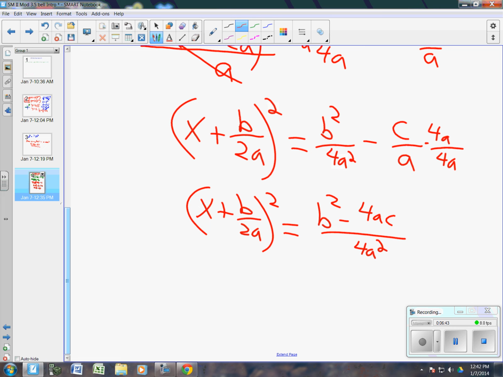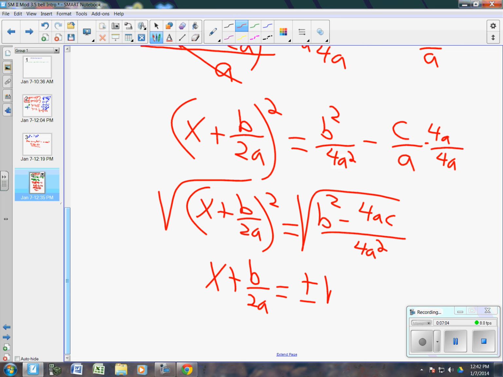Now, we're trying to get this x by itself. So what do you think I'm going to do next if I have this squared? It's the opposite of squaring. Square rooting. I'm going to square root both sides. And this is going to be leaving me with x plus b over 2a. Look how close we're getting. Equals plus or minus the square root of b squared minus 4ac all divided by, guess what the square root of 4a squared is? What's the square root of 4? 2. What's the square root of a squared? It's a. So I get that right there.